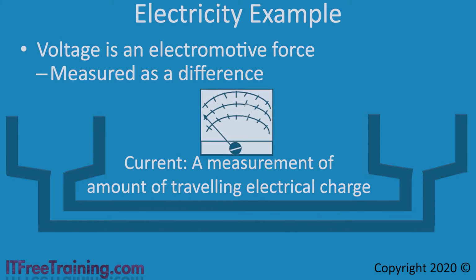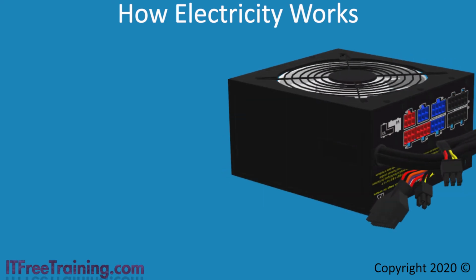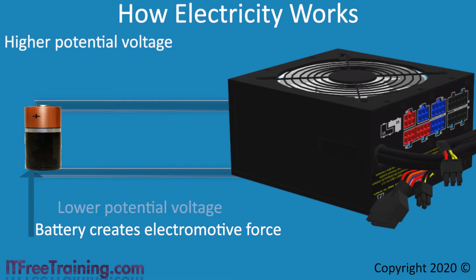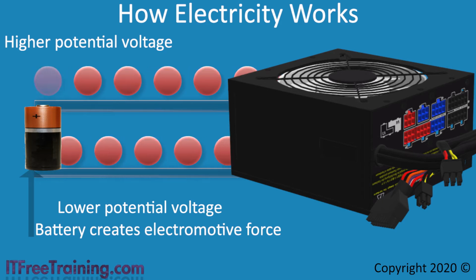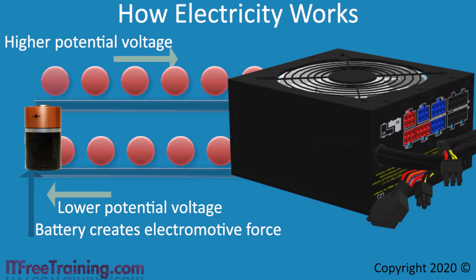Let's have a look at a different example so it will make more sense. So let's consider that we have a computer power supply. In this case, it is powered by a powerful battery. In this example, I am just using a battery because hopefully it is easier to understand. The battery has a positive and a negative end. The positive end has higher potential voltage, the negative has lower potential voltage. Therefore, what essentially happens is the electricity travels from the higher potential voltage to the lower potential voltage.